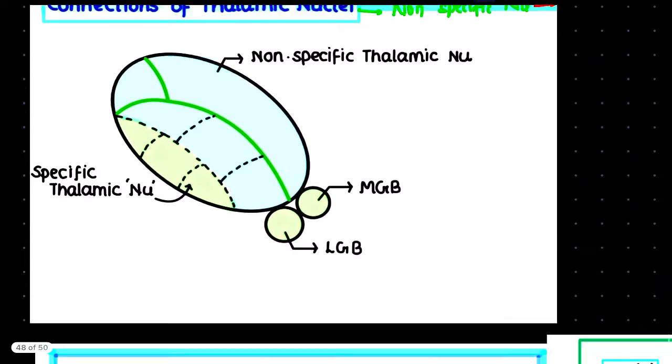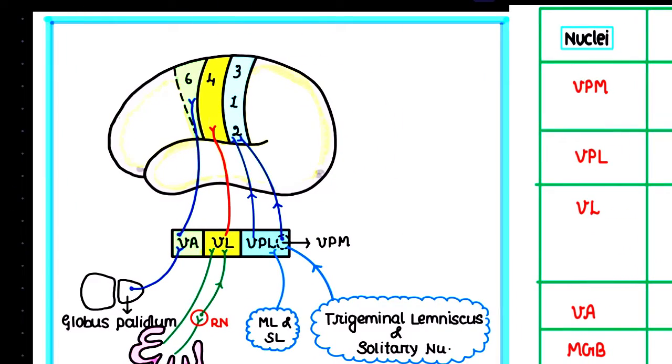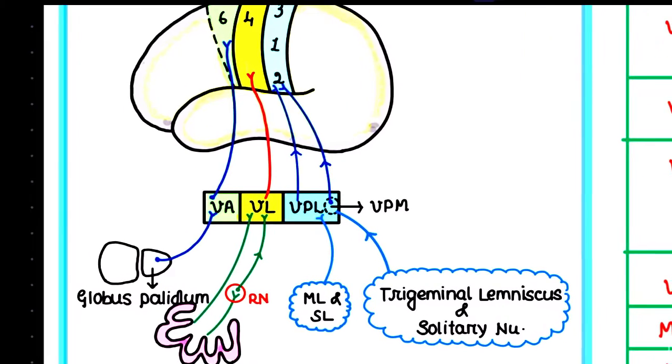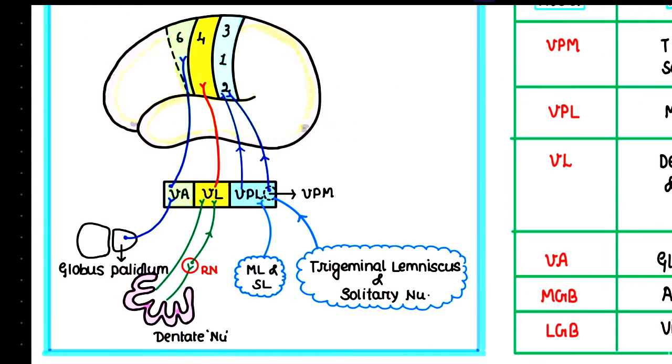So now initially we'll be talking about the connection of specific nuclei. As I have already mentioned, these are our specific nuclei like ventro-anterior, ventrolateral and ventro-posterior. Ventro-posterior is also divided into ventro-posterior lateral and ventro-posterior medial, right. Now from where do they receive the afferent? They receive afferent from different parts, as you can see.